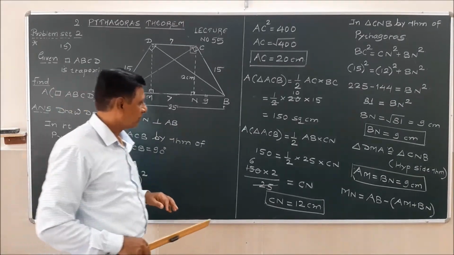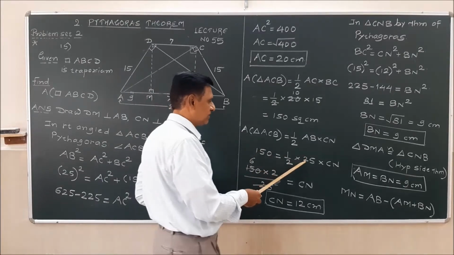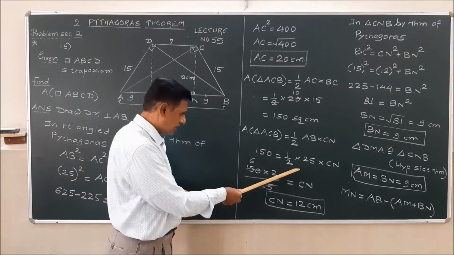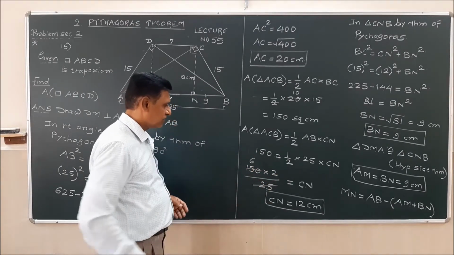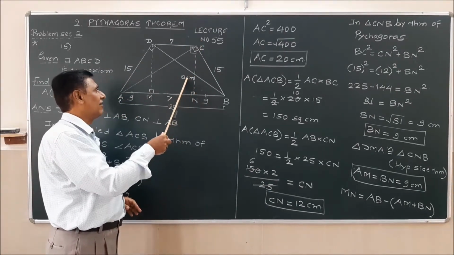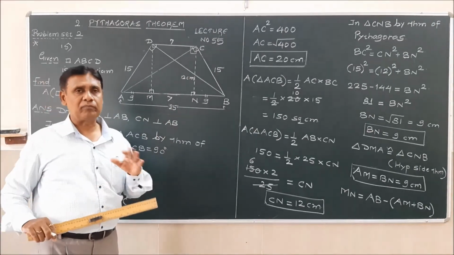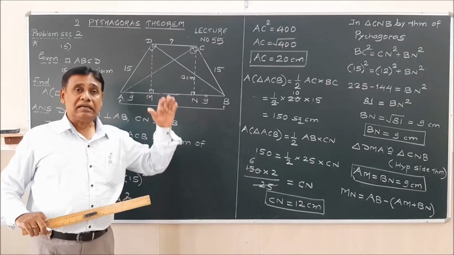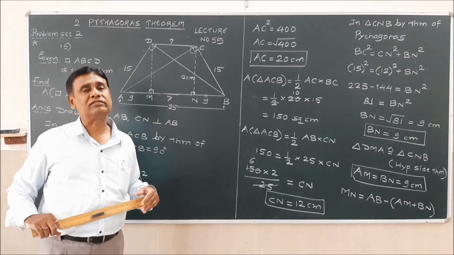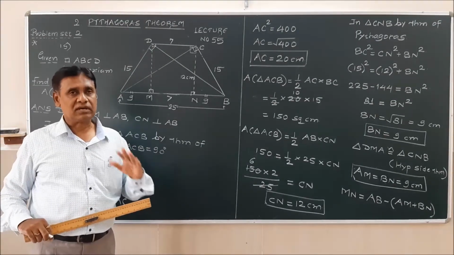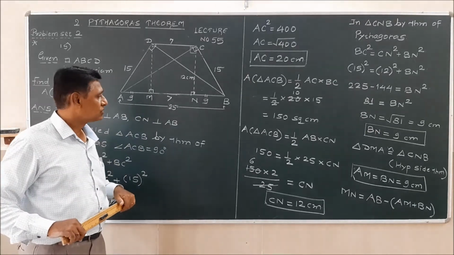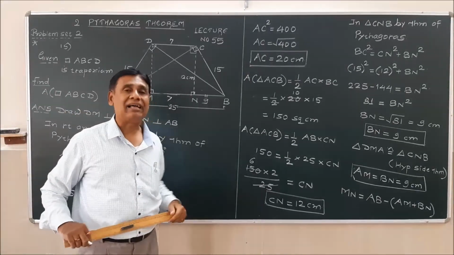So you will get 150 is equal to half into 25 into CN. I transfer this to the left hand side: 150 into 2 upon 25. So CN is 12. If I get CN as 12, I have written it. Now the very important thing: I got the distance between parallel lines, because the area of a trapezium is equal to the sum of the parallel sides into the distance between them. So you will find I got CN as 12.